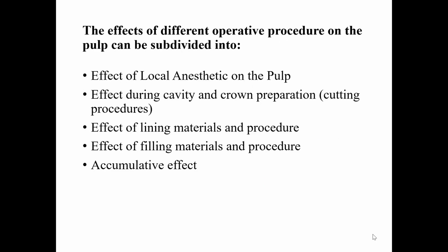The effect of different operative procedures on the pulp can be subdivided into the following categories. أول شيء عندنا the effect of local anesthetic on the pulp. Second, effect during cavity and crown preparation وهي عملية cutting procedures. وعندنا the effect of lining material on the procedure وال effect of filling material on the procedures. وأخيرا accumulative effect of operative work on the tooth.